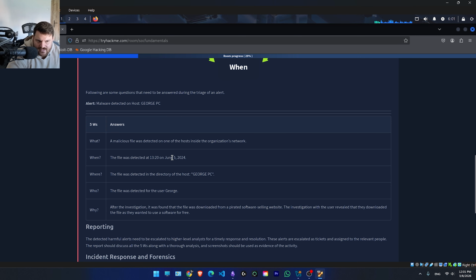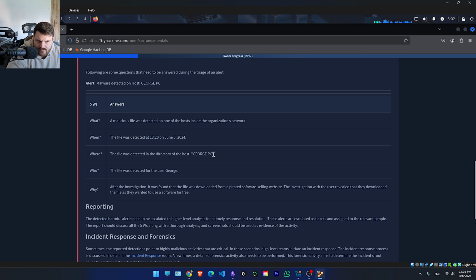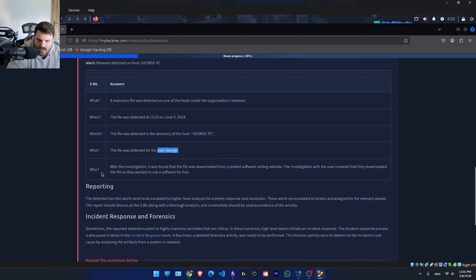When did it happen? Date and time, obviously. Where? Well, the physical medium that we use on the job: George's PC. Who? The file was detected for the user George. Why? After the investigation, it was found that the file was downloaded from a pirated software selling website.